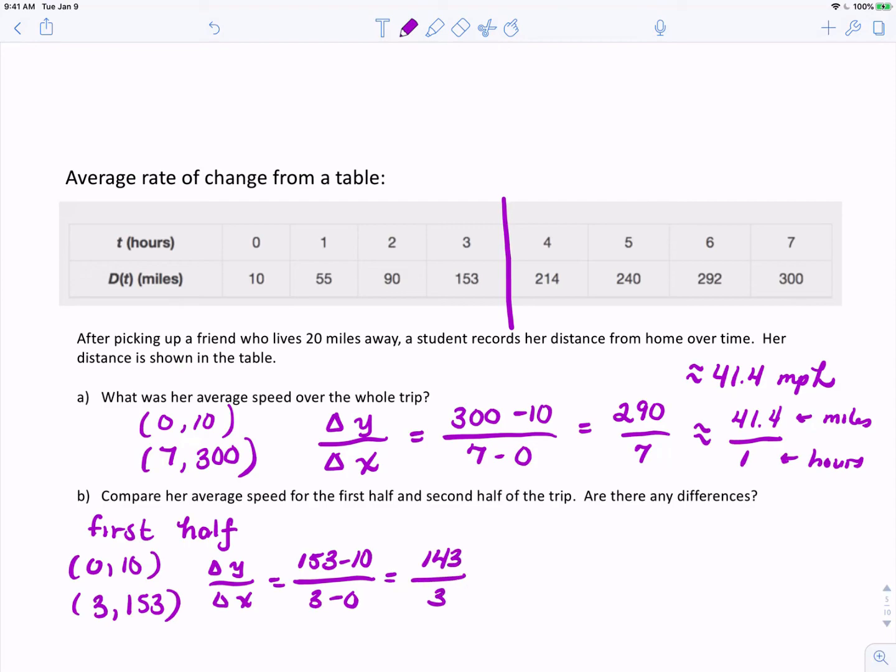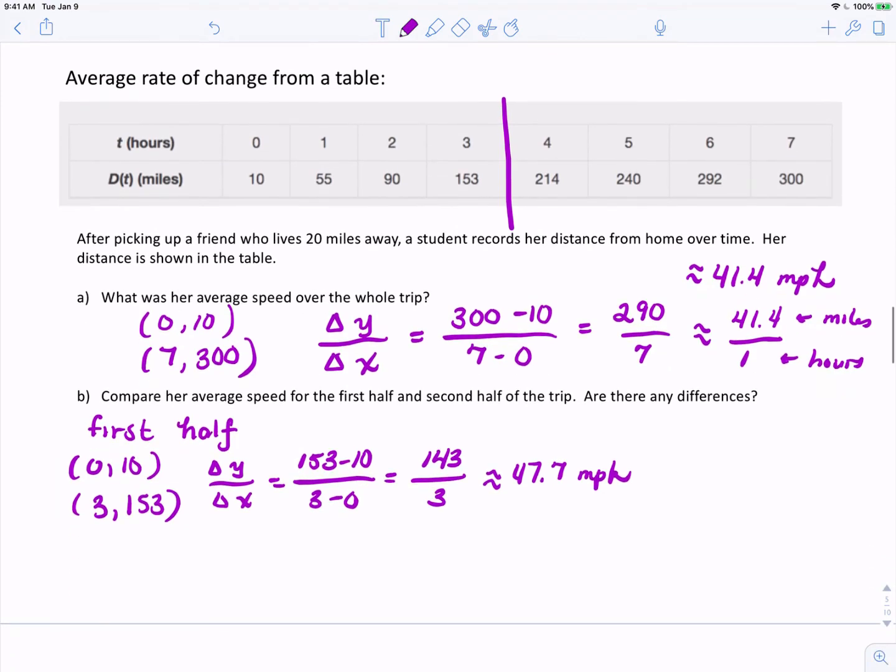And again, if we take a calculator and compute that, we get about 47.7 miles per hour. And if we look at the second half, so again, the second half would be 4, 214, and then we would have 7, 300.